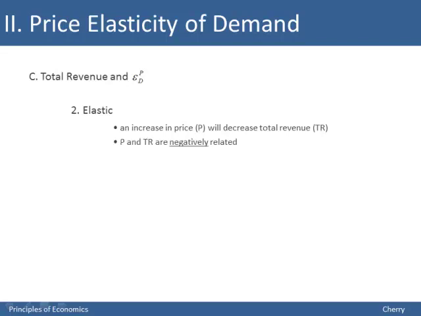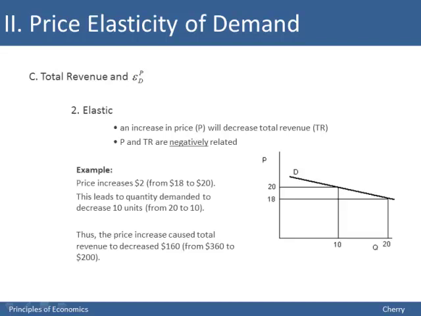So price and total revenue are negatively related to one another. This makes some sense because if you increase prices on buyers that are really responsive to price changes, you're going to lose a lot of sales. And that's going to negatively affect your total revenue. So here's an example. Price increases by $2. Let's say it goes from $18 to $20. In response, quantity demanded is going to decrease 10 units from 20 to 10.